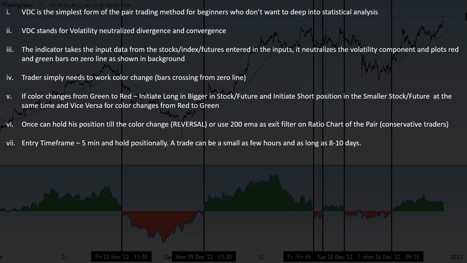A trade can be as long as a few hours, maybe entry in the morning and exit by evening, or it can be as long as 7-8 days. You have to hold the position. Because I've personally tried this and tested this, I'm telling you it can go up to 10 days or more.